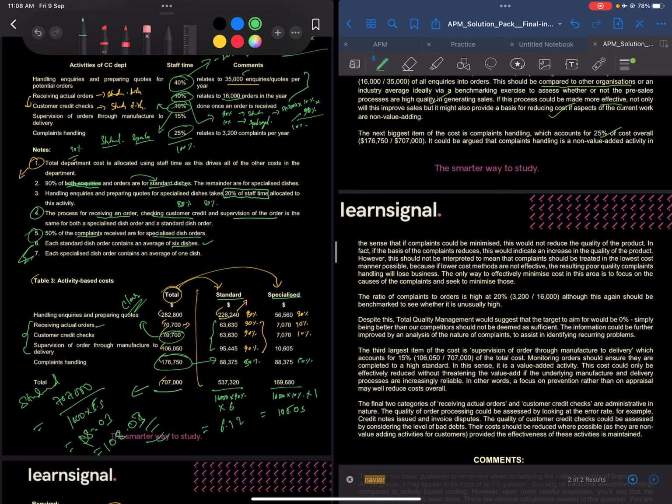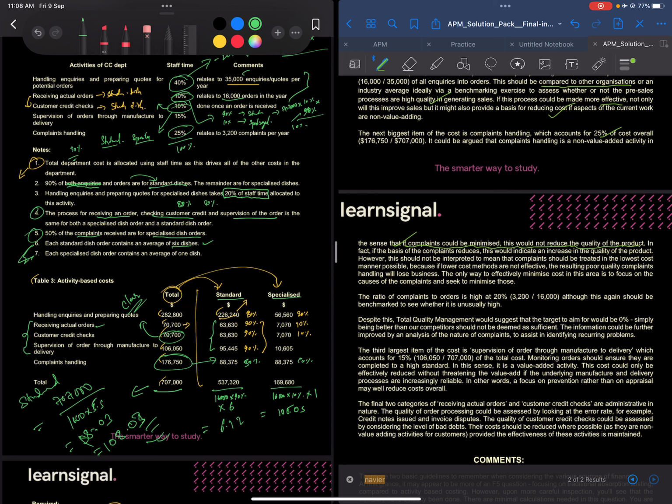In the sense that if the complaints are minimized, you see right over here how they are making an argument. If it is reduced, the quality of the product does not get degraded, right? Because even though there are complaints, it does not matter. In fact, if the basis of the complaints reduces, this would indicate an increase in quality. However, this may not be interpreted to mean that complaints should be treated in the lowest cost possible manner, because if lower cost methods are not effective, the resulting poor quality complaints handling will lose business, right?